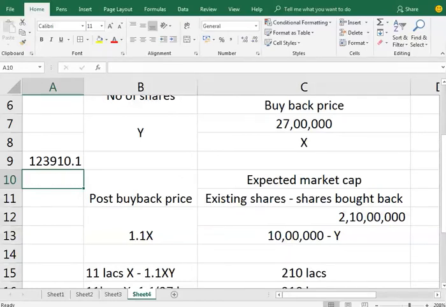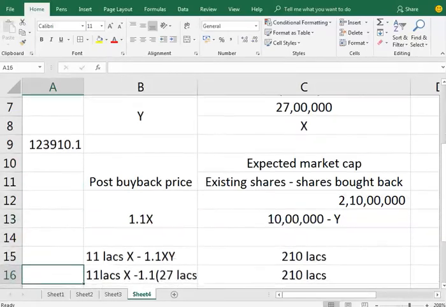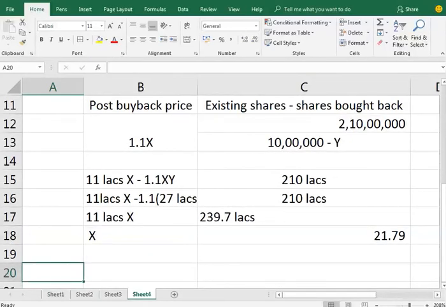It is 21.79 only. Then only the post market cap will work, 210 lakhs. Just check the calculation. This goes this side, it becomes 1.1 lakhs x minus 1.1 xy equal to 210 lakhs. 1.1 xy is 1.1 into 27 lakhs. So when this goes the other side, it becomes 1.1 lakhs x is equal to 239.7. X is equal to 21.79.